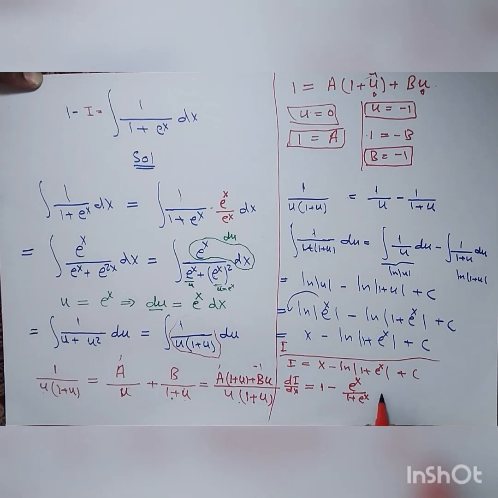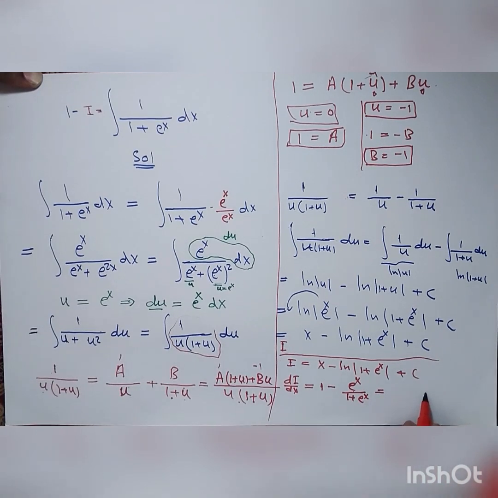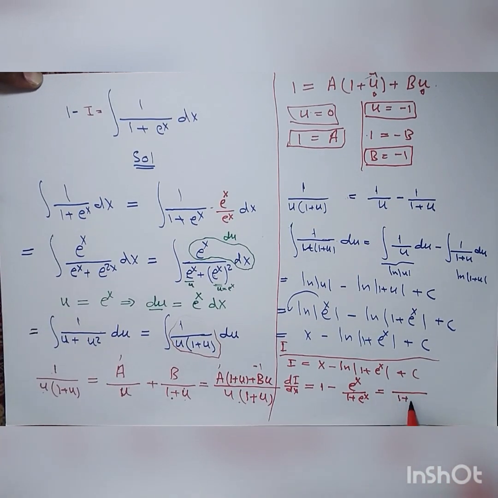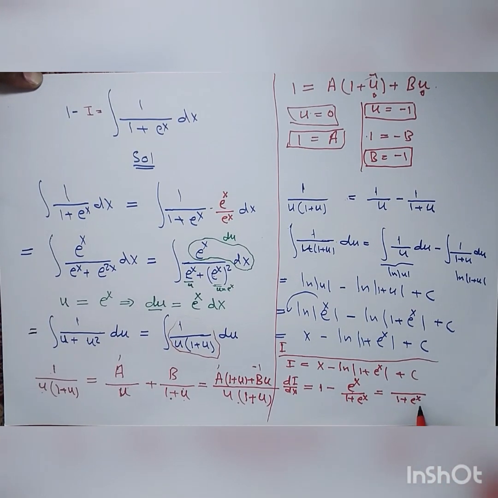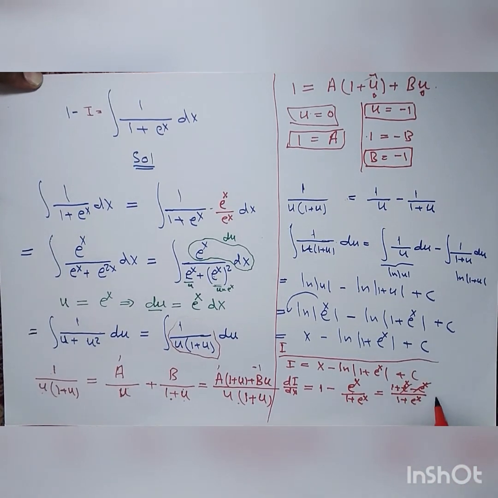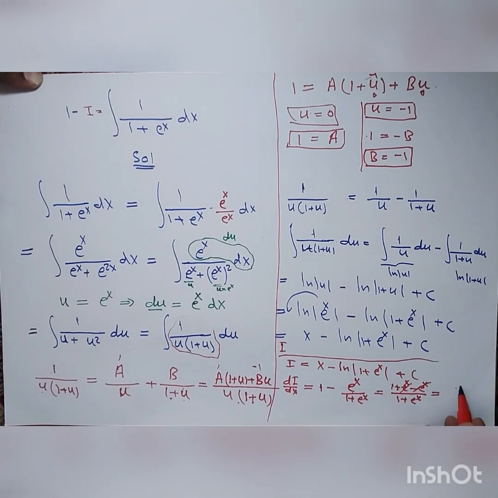So if we do this, we have 1 plus e to the power x, and when we multiply here we get 1 plus e to the power x, and then minus e to the power x. So those would cancel, and finally we get the function that we integrated, which is this one. That means our solution is correct for this problem.